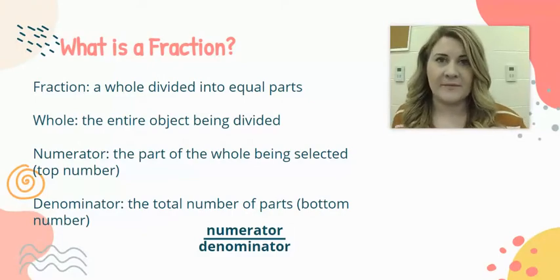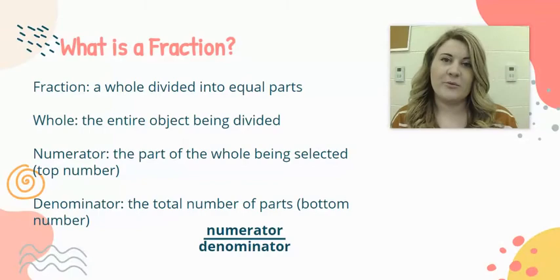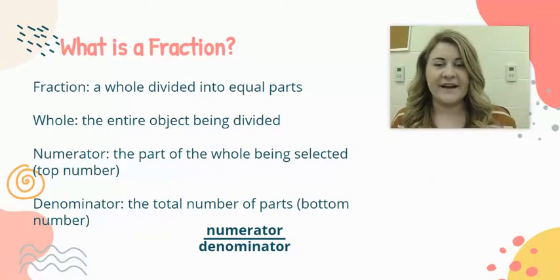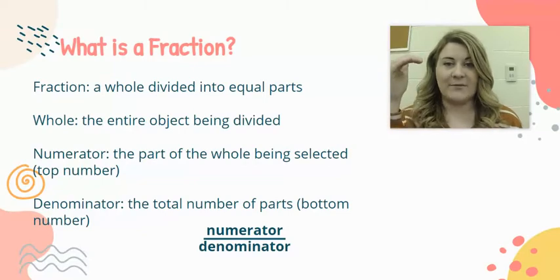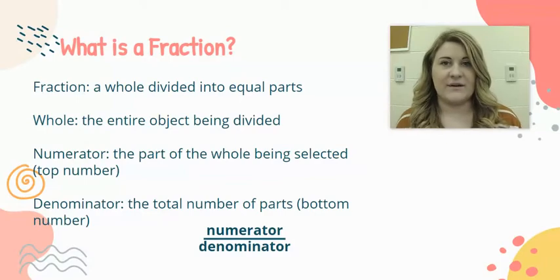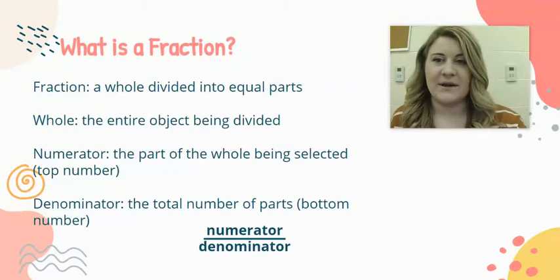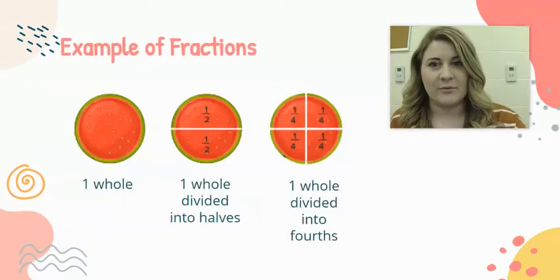The numerator, when we divide it into pieces, is the selected part. A lot of times it's going to be the part that's shaded in or the part that's missing. And that's going to be our top number on our fraction. We have a number on top, then we have our fraction bar, and then we have our denominator. And our denominator is going to be the total number of pieces that we cut that object into. I know this sounds really weird right now, so I want to show you a picture, and hopefully it will make a little bit more sense, okay?